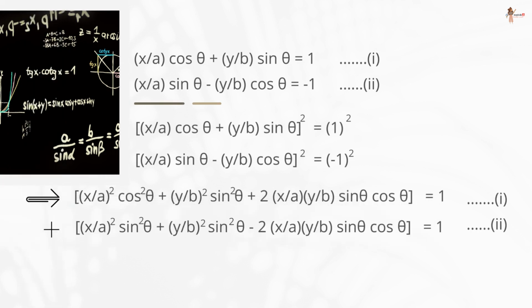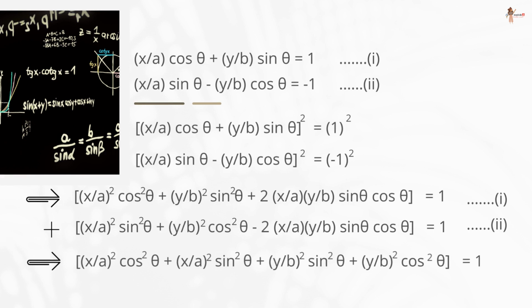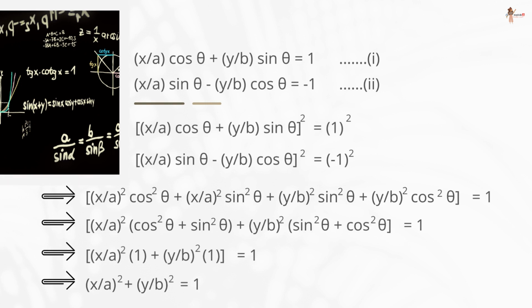Adding both the equations, we get this. Now taking common wherever possible, we get this. Using the identity sin² θ + cos² θ = 1, we get this. Thus, we get this, thereby eliminating θ. Moving on to the next one.